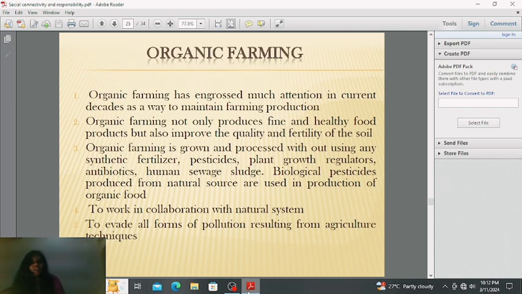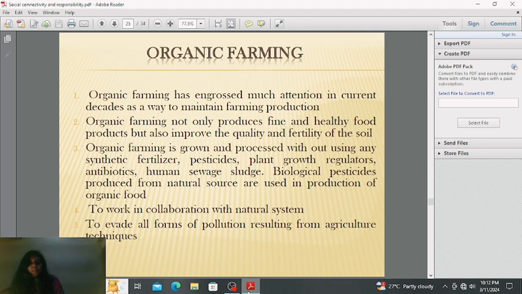We also had an organic farming initiative, where organic farming has engrossed so much attention in the current decade, where the main aim is to maintain farming production. Organic farming is not just a produce of fine or healthy food products, but it also helps us to improve the quality and fertility of the soil, and it helps us to grow and process without any synthetic fertilizer, pesticides, plant growth regulators, antibiotics, or human sewage sludge.